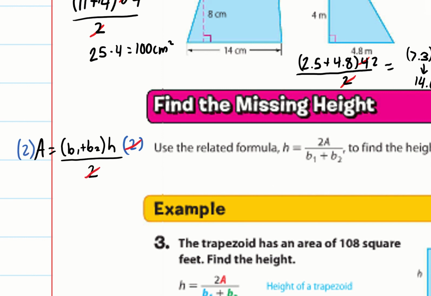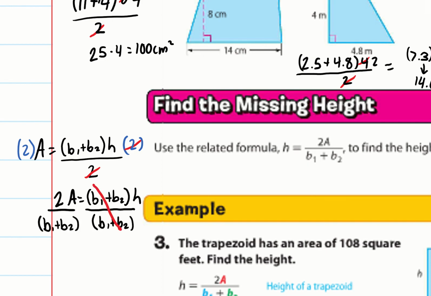When I do that, that cancels. So now I have 2 area equals base 1 plus base 2 times the height. Now since this is multiplication, I can divide by base 1 plus base 2 on each side. So these will cancel, and that leaves me with h equals 2 area divided by base 1 plus base 2. And that's how they get this formula here.